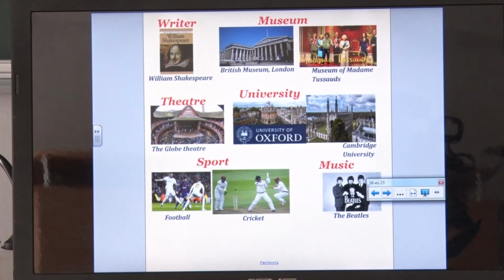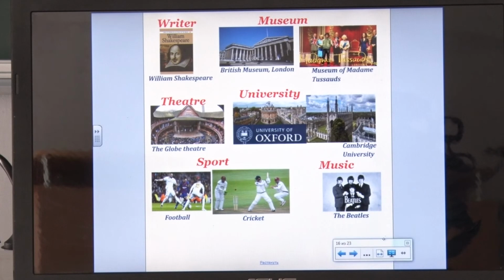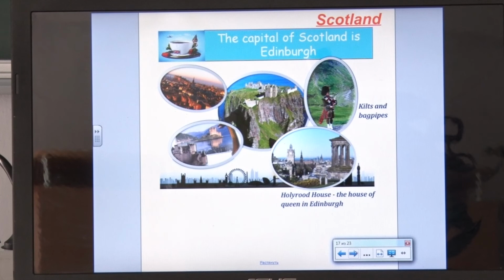Sports. You already know that football and cricket were started here in England. If you are asked to write about music, you can mention the Beatles, their famous songs, Lady Madonna, Let It Be, and so on. They were and they still are the legends of world music.